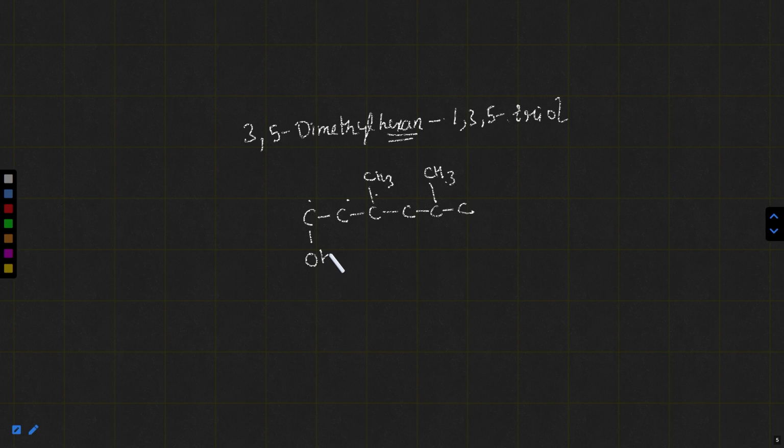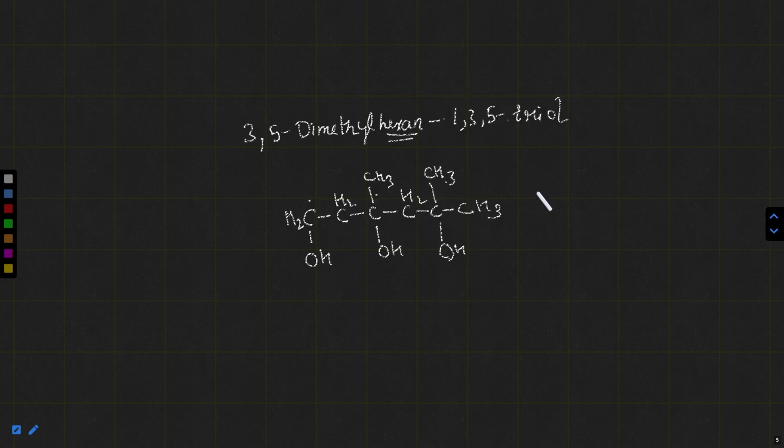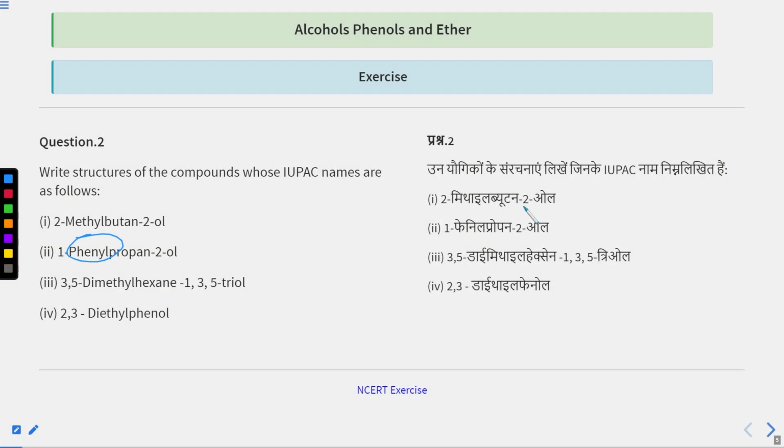So here will be alcohol. Here will be alcohol. And again, here will be an alcohol group. This will be CH2, CH. Its octet is complete. Here also CH, and this one is CH3. Okay, CH2 will be here. Yeah, CH2 will be here. So this will be the structure.